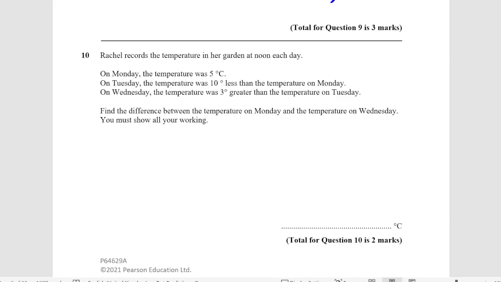It was less than. It was 10 degrees less than the temperature on Monday, and then on Wednesday it was 3 degrees hotter. So there's a difference of 7, well, minus 7 technically. Find the difference between the temperature on Monday and the temperature of Wednesday. So there's a 7 degree difference. It's technically 7 degrees cooler, but it just asks for the difference.